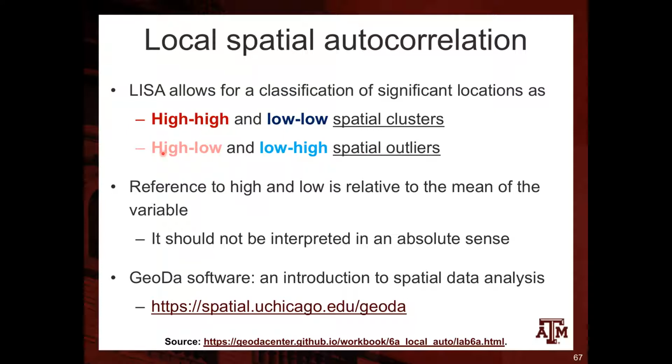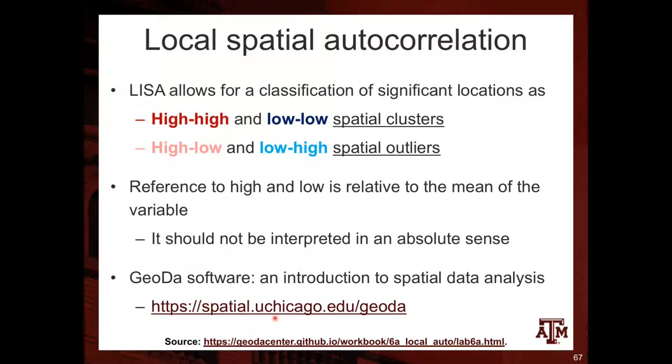areas with high levels for a specific indicator, surrounded by areas with low levels for that indicator, and areas with low level for that indicator, surrounded by areas with high level. So they are outliers because they differ from surrounding areas. And here they are clustered because they are similar to surrounding areas. So the reference to high and low is relative to the mean of the variable, so it should not be interpreted in an absolute sense. And the estimation of this local spatial autocorrelation is done with GeoDa, which is a software. It's available for free on this website.